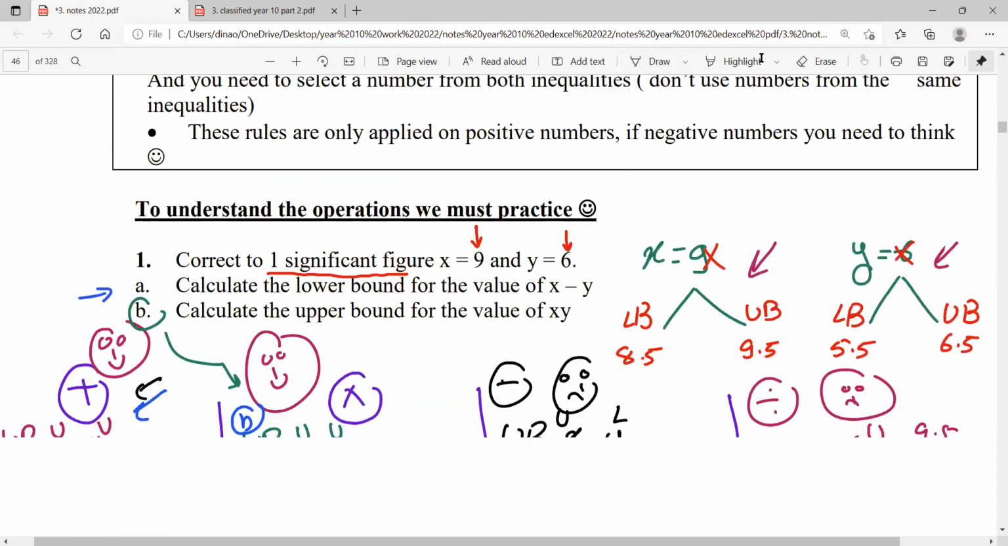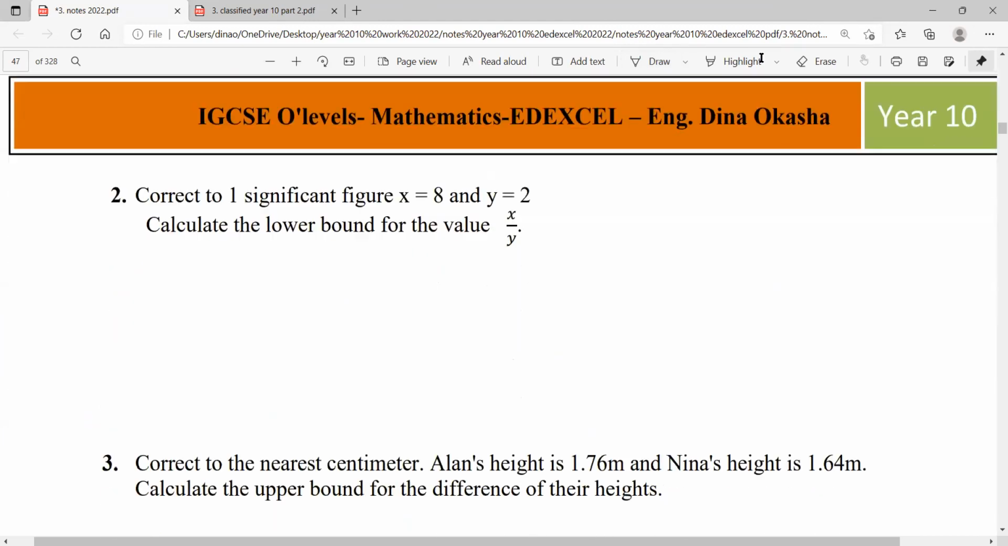So let's take examples. Here is question number 2. Question number 2 says correct to one significant figure, the x is equal to 8 and the y is equal to 2. Actually, I get this question quite often. Miss, why don't we just put plus 5 and minus 5, plus half and minus half? I don't like the memorization part. If you know how to find the bounds quickly later on, I have no problem, but you need to have a system to work on.